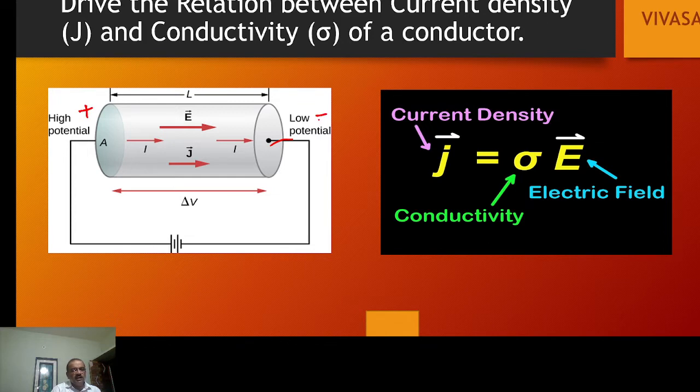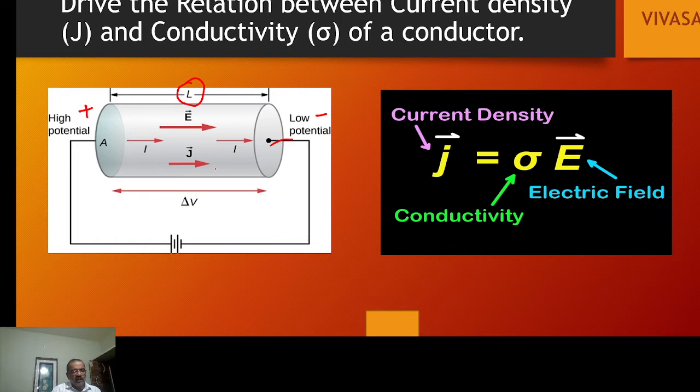The length of the conductor is L. The field is applied along this direction, and the current is flowing along this direction. This arrow mark shows it here.